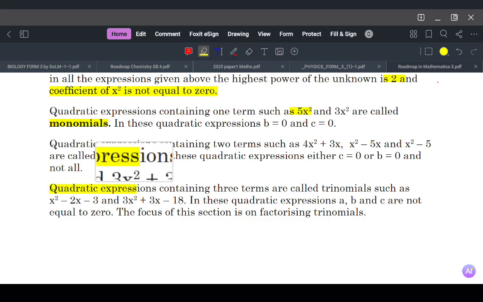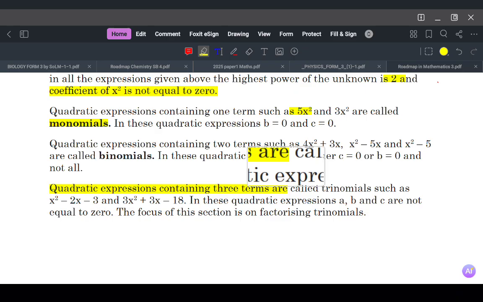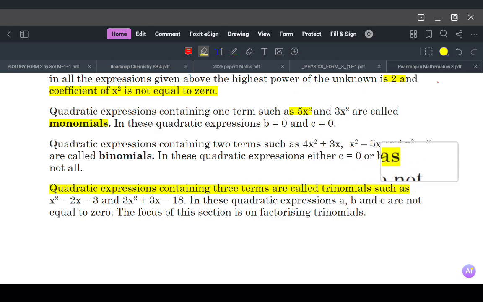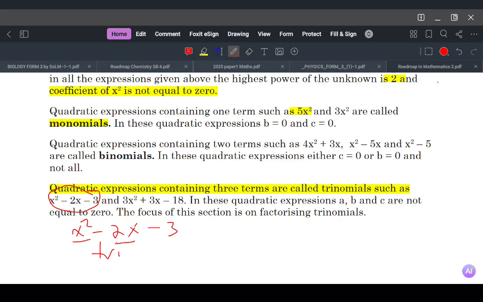Then we have quadratic expressions which contain three terms. These are called trinomials. Tri means three. For example, we have this one as an example: x squared minus 2x minus 3. Since we have three terms here, this is an example of a trinomial. Why trinomial? Because there are three terms. We have this term, 1, 2, 3.